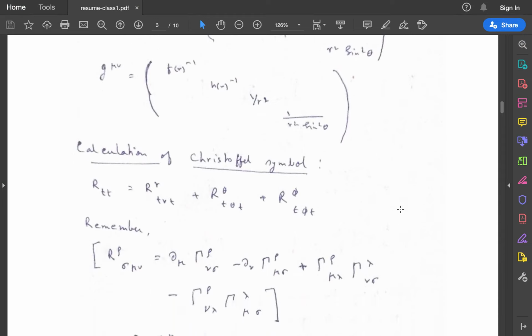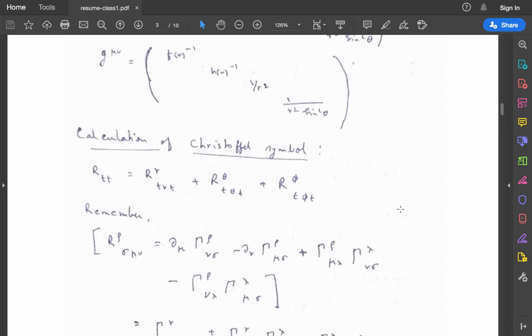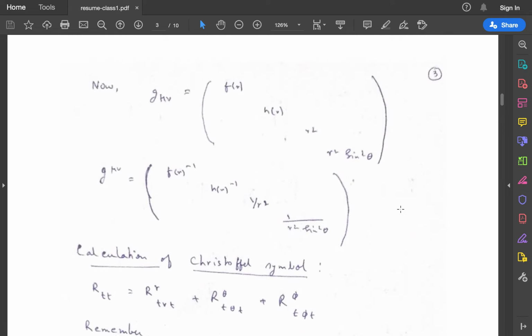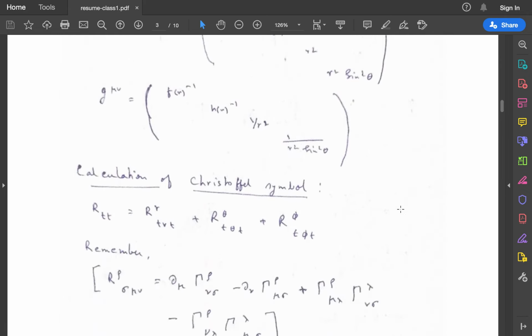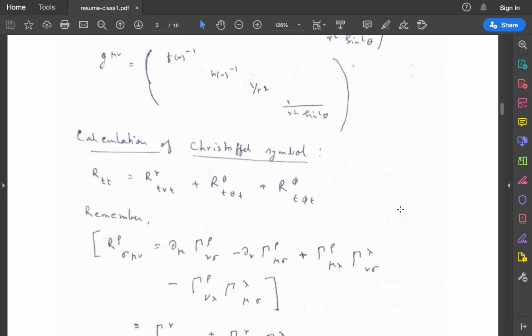So now we need to solve this Einstein equation. First we need to calculate the Ricci tensor. So let's do this one by one. First let us calculate this R_tt.